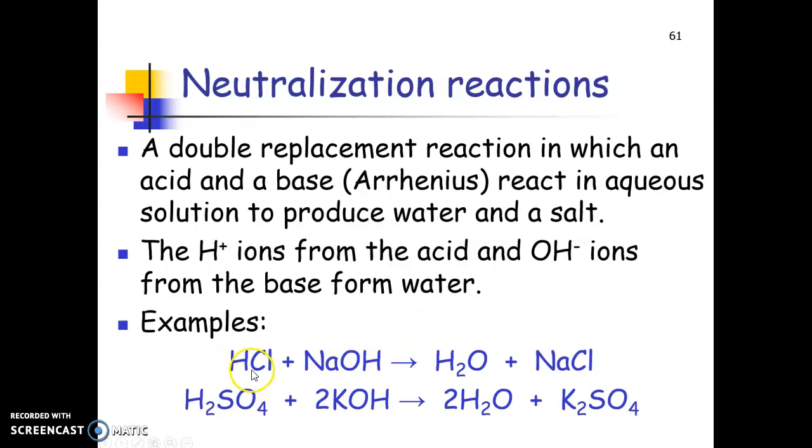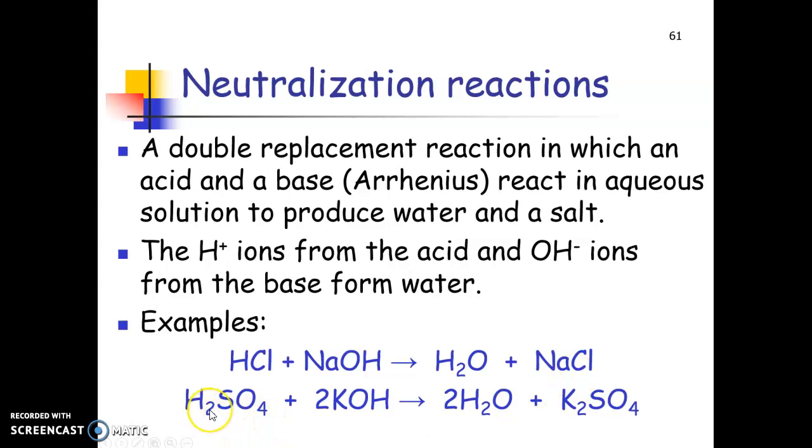So here's some examples. Some hydrochloric acid, which is an Arrhenius acid, and some sodium hydroxide, which is an Arrhenius base, get together, and the H and the OH get together and make water, and the sodium positive cation from the base gets together with the anion from the acid and makes sodium chloride, which is a salt.